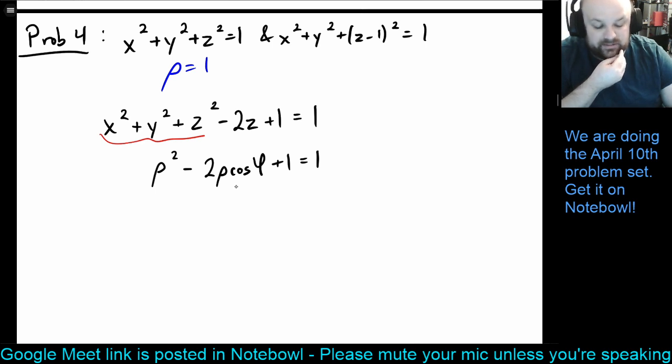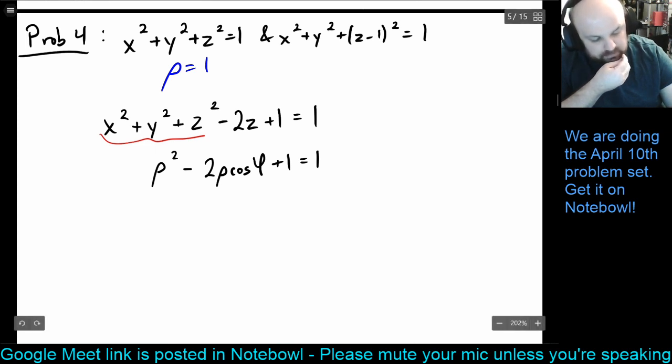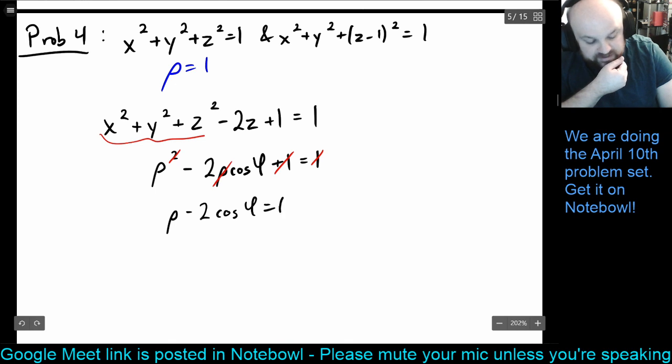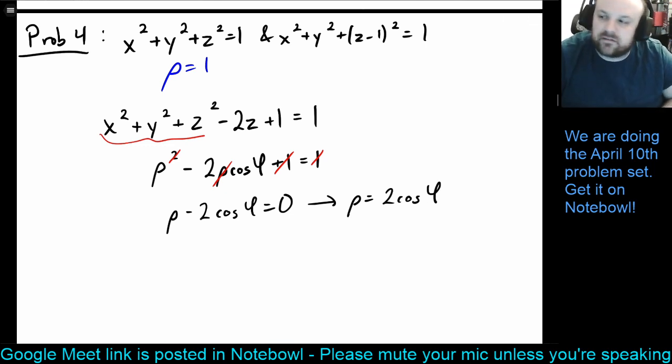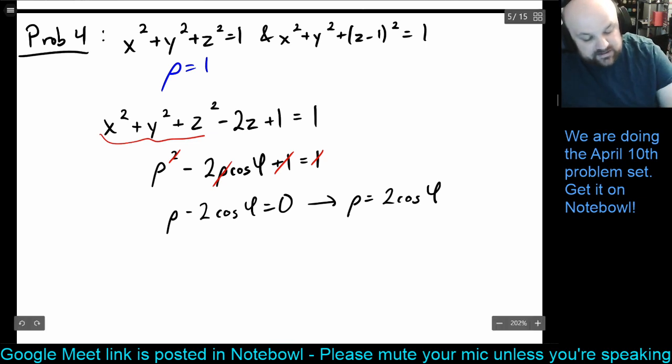So now we have this equation. Let's try and solve this for rho. These ones are going to cancel, and I can divide by rho here. So I get rho minus 2 cosine phi equals 0, or rho equals 2 cosine phi. So this is the equation for this: rho equals 2 cosine of phi.